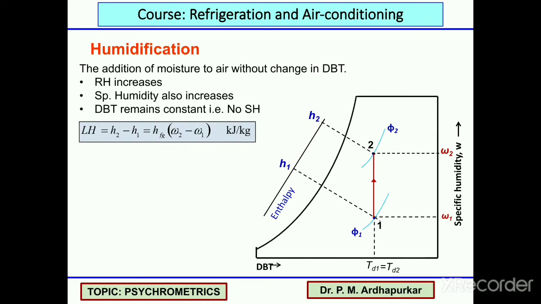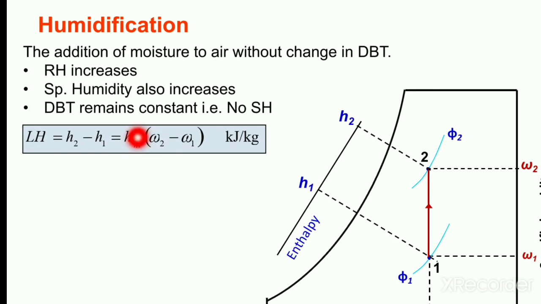This latent heat involved there would be simply H2 minus H1 kilojoule per kg. Alternatively, it can be written as HFG multiplied by change in specific humidity, that is W2 minus W1. W2 minus W1 would represent mass of water vapor added per kg of dry air multiplied by the latent heat of vaporization for the water, HFG. So, that would give you the latent heat, that is kilojoule per kg added to the air.